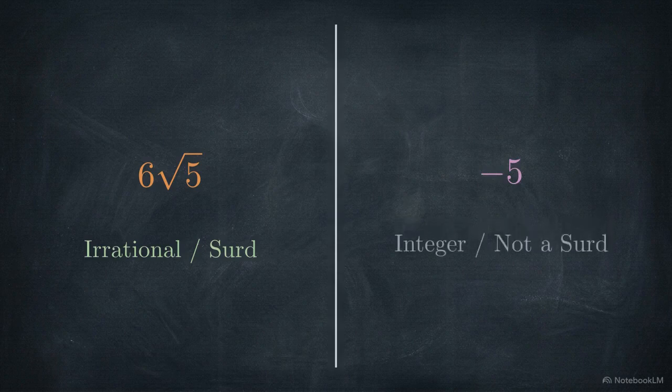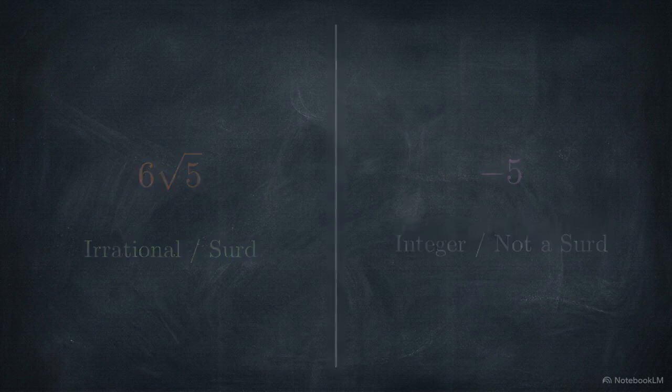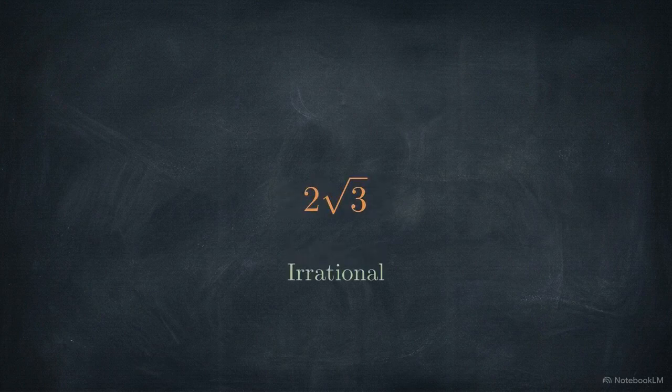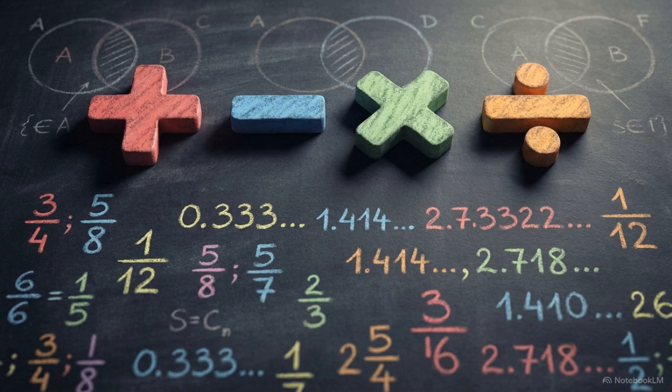These classifications can change during an operation. If we add 3 plus root 2 to 5 minus root 2, the positive and negative roots cancel out. We are left with 8. Two irrational expressions have combined to create a rational result. In other cases, irrationality spreads. If you multiply a rational 2 by an irrational root 3, the resulting 2 root 3 remains irrational. Whether a final result is rational or irrational depends on how the numbers interact within the specific operation.